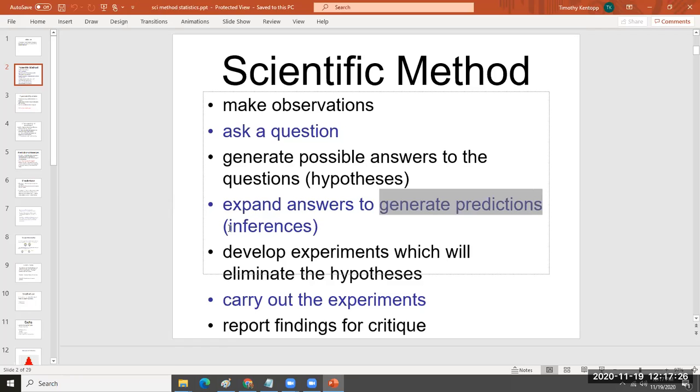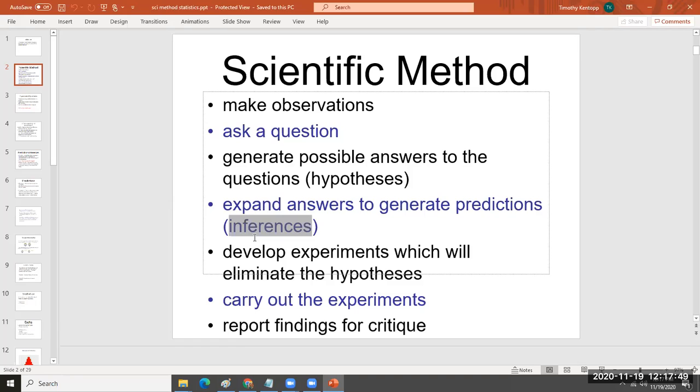So you're inferring that if your idea about the answer is correct, you should be able to try something in an experiment and confirm or infer that the result your answer suggests is accurate.